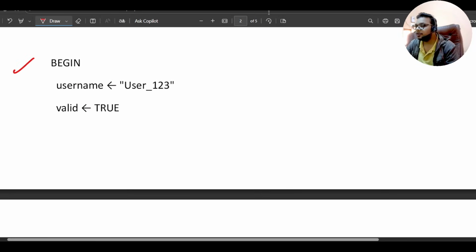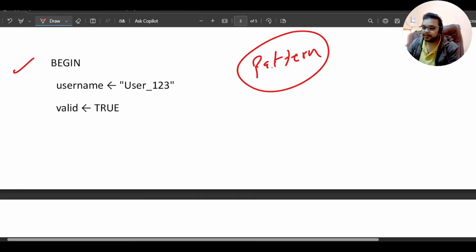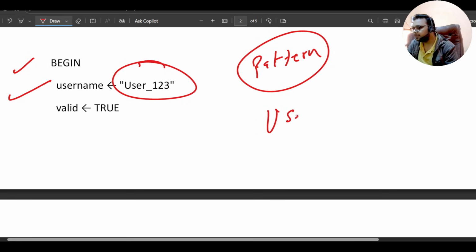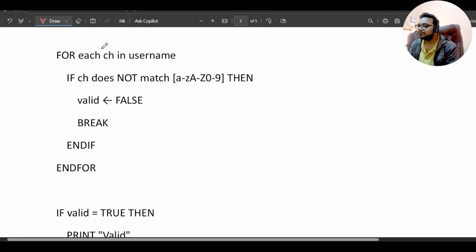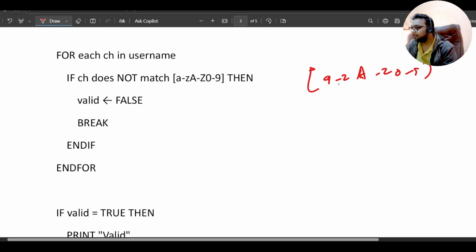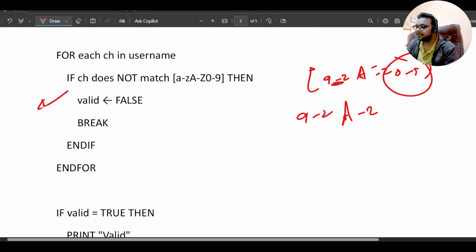The next question we will solve is from pattern matching, and yes, one question from pattern matching you will get in your exam. So see here, username equals user123, valid equals true. Now they are saying for each character in username, if the character doesn't match small a to z, capital A to Z and 0 to 9, that means if it is not falling between small a to z, capital A to Z and the numbers, then valid is equal to false.